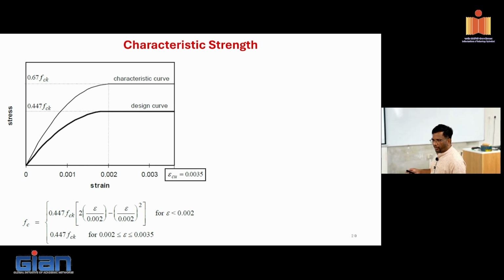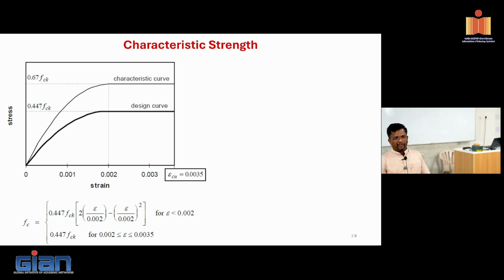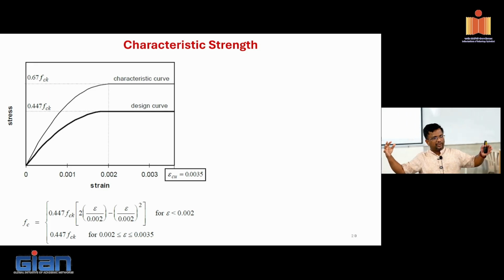Then instead of 0.8, why do I have 0.67? What is that? See, what are we doing? We are making small cubes, right? When I'm making small cubes, I'm going to have better quality control. But actually, if you look at the size of the member, it is so huge, right? The larger the size of the member, the more is the possibility of having defects. Maybe you may not be able to compact it well and so on. So that's why one more factor of 0.85 comes. 0.85 multiplied by 0.8 gives me this 0.67, right?